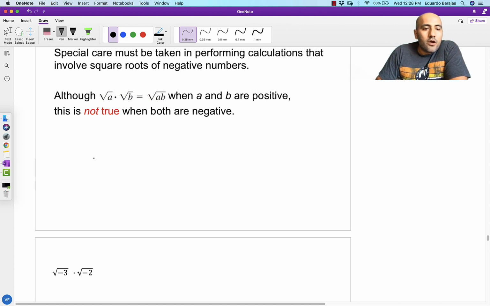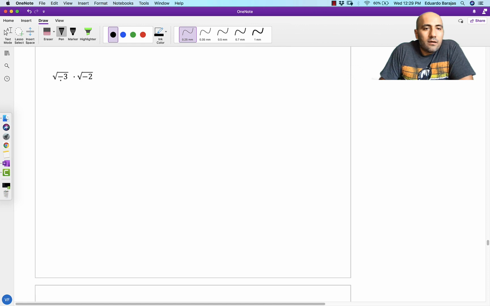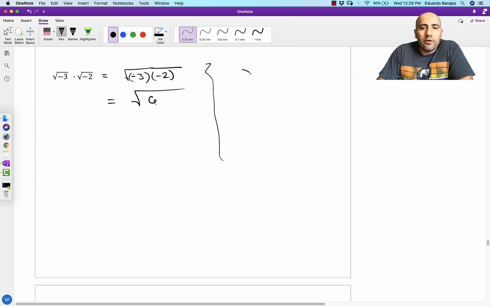So note that if someone treats this one this way and says, I know the square root of negative 3 times negative 2, and then that equals the square root of negative times negative, that's a positive, that's going to be 6. And so they get that the square root of negative 3 times the square root of negative 2 equals the square root of 6. That is the wrong answer. Right? The real answer should be this.